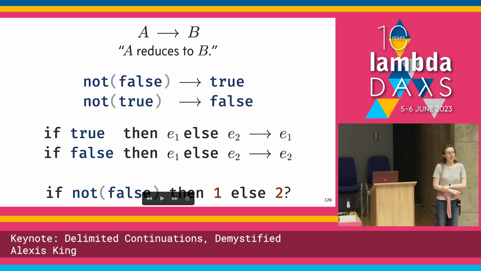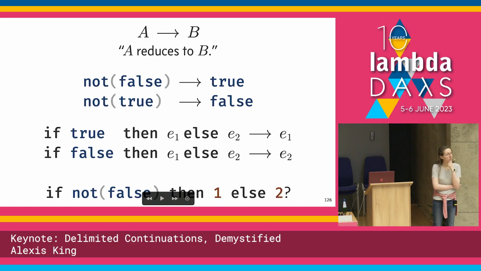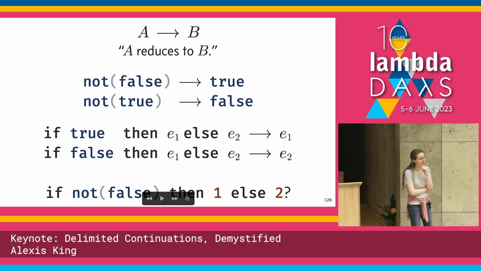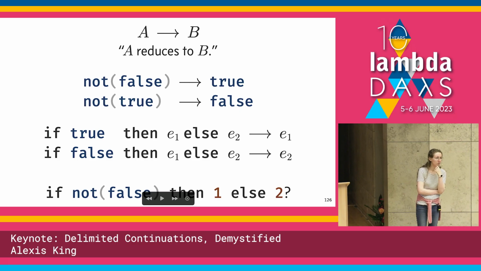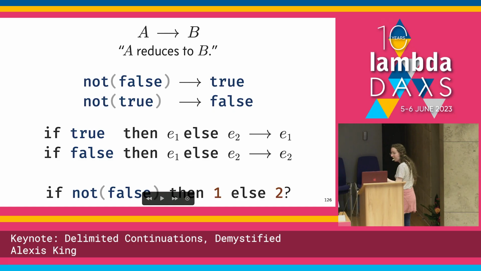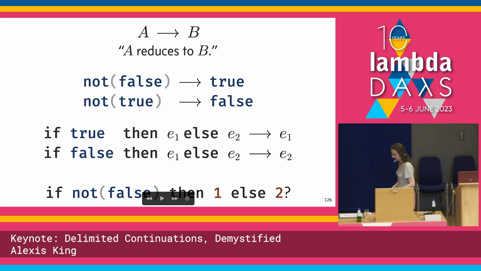I'm not sure I entirely understand your question. I'm sorry. Can you rephrase it slightly? Okay, so we can use prompt control to implement try-catch. Can we use prompt control to implement if then else? Okay, sorry, I must have misheard. Can we use prompt and control to implement if then else?